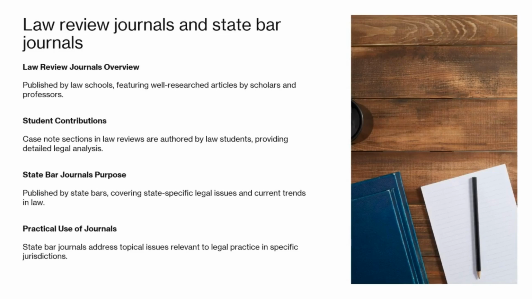Next, law review journals and state bar journals are other excellent getting-started sources. Law review journals are published by law schools. They have articles from noted scholars and professors on a myriad of topics, and they're extremely well researched. Case note sections are authored by students, and they offer extensive source material in the footnote section. State bar journals provide articles on state-specific issues written by attorneys and professors. They're less detailed but discuss trends and hot topics in law, and can be helpful for current topical issues in your jurisdiction.